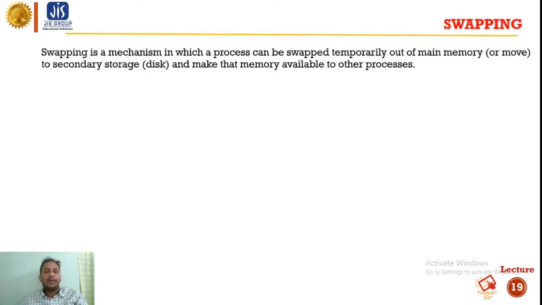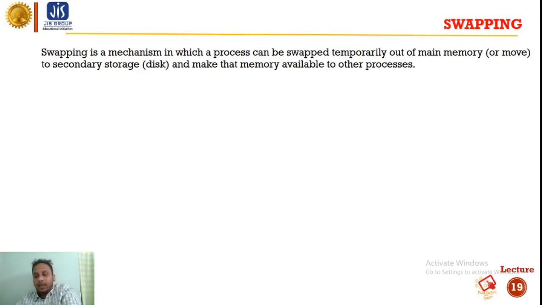Next, what is swapping? Swapping is a mechanism in which a process can be swapped temporarily out of main memory to secondary storage and make the memory available to other processes. It is a method in which processes are swapped temporarily from the main memory to the backing store. It will later be brought back into the memory for continued execution.